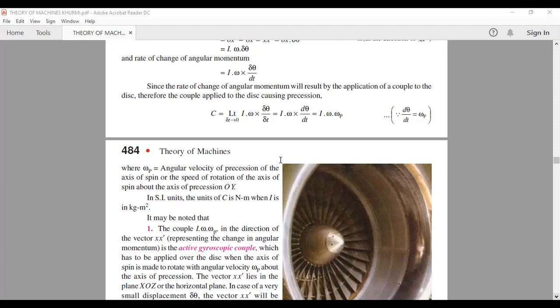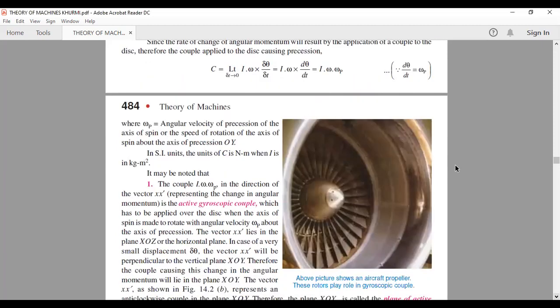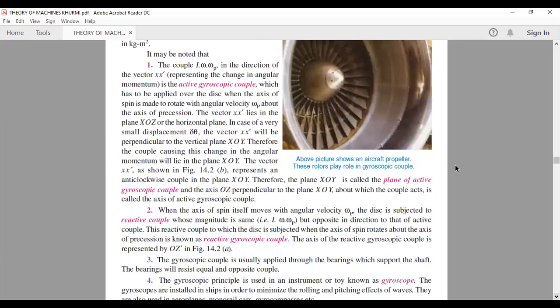And next we go to the active gyroscopic couple and the reactive gyroscopic couple. The active gyroscopic couple has a plane of active gyroscopic couple and reactive couple.